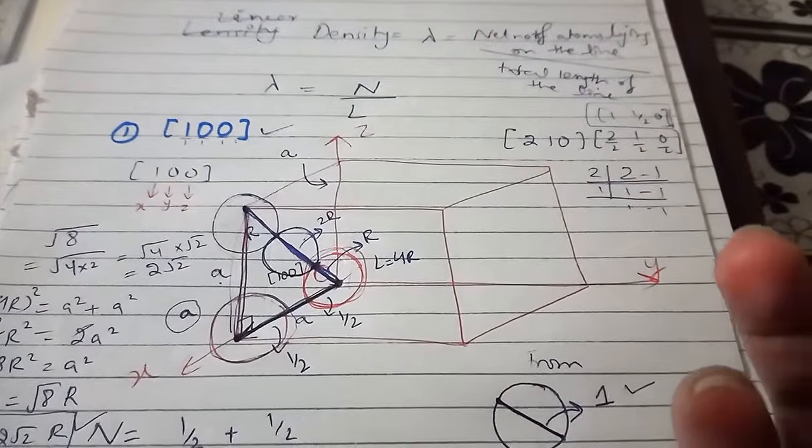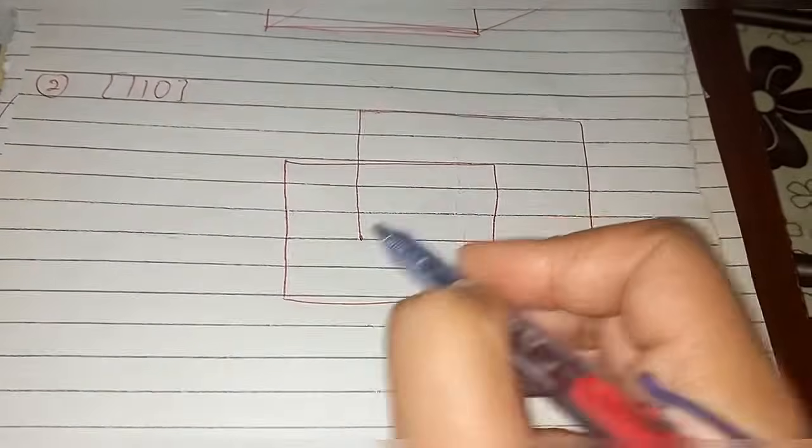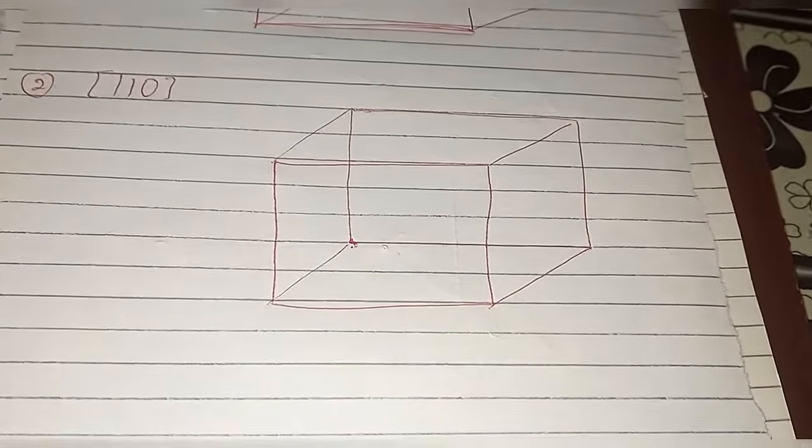The next one is the 110 direction. So the first step is to draw the unit cell, and I'm drawing it now. These lines should be straight, and on paper you need to draw it with a ruler, so that your cube looks perfect.